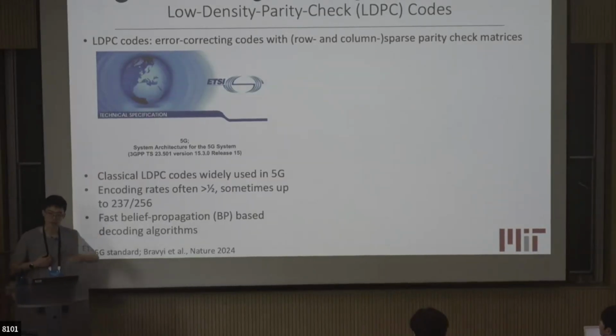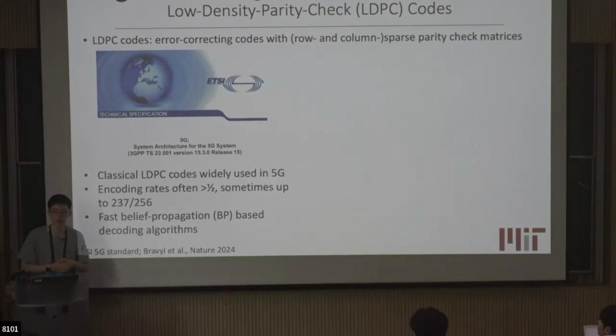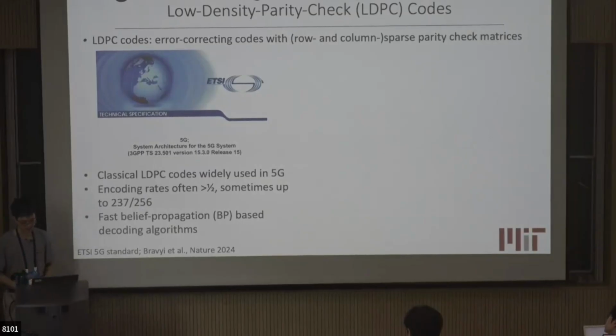And if you just look at the tables that you find there, you typically find rates with a mother code of maybe a rate of 1/3 or so. Many of the concrete instances go to 1/2. You sometimes even see numbers as high as something like 95%, depending on the noise levels and whatnot. They also often come with fast belief propagation-based decoding algorithms, which give them very good performance in practice.